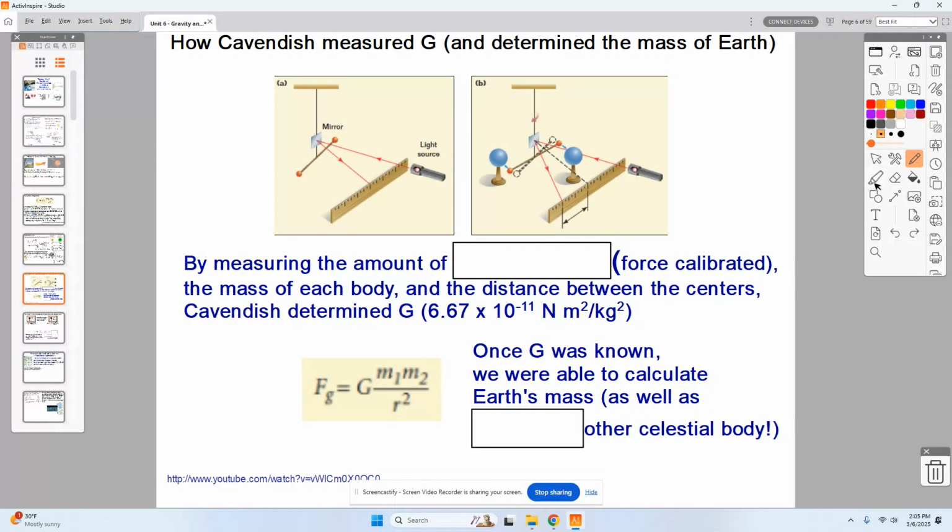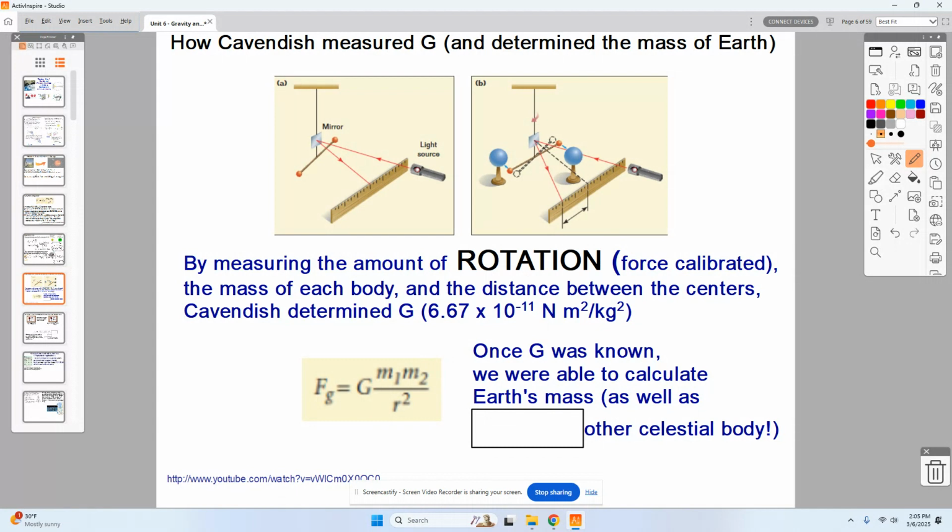How we determine the big value of G, and hence the mass of the Earth, and the mass of the moon, and the mass of Jupiter, and the sun, is by this experiment. Cavendish measured G, and when he did that, he measured the mass of the Earth by measuring the amount of rotation. So this setup that you see here is what's called a torsion balance. And I have a makeshift torsion balance off to my right, your left, that I'll show you what he did.